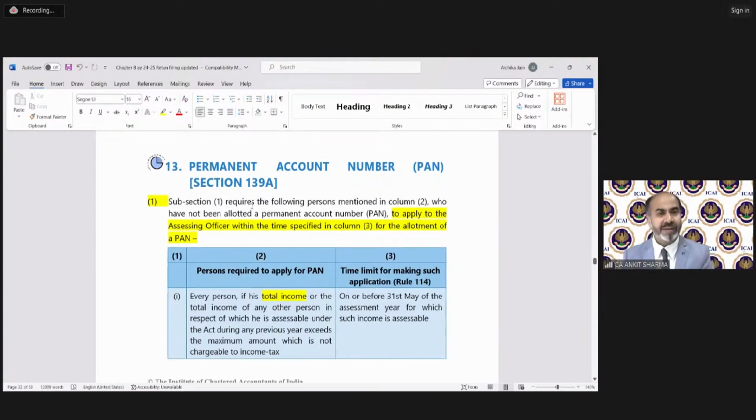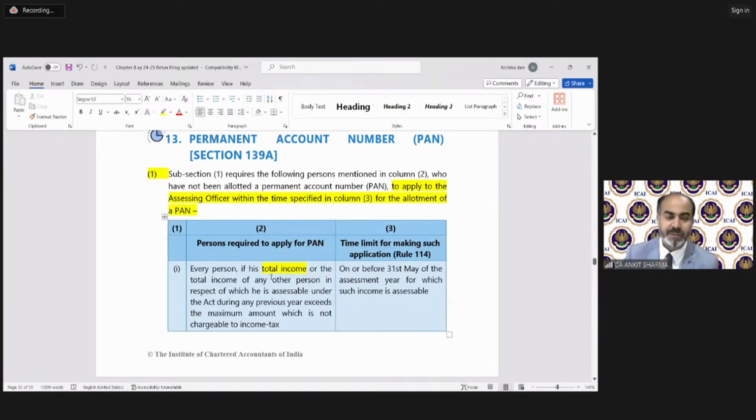Section 139A, subsection 1, requires the following persons mentioned in column number 2, who have not been allotted a PAN account number, to apply to the assessing officer within the specified time limit for allotment of a PAN. So every person, if his total income, or the total income of any other person of whom he is deemed assessee, exceeds the maximum amount which is not chargeable to income tax, that means the basic exemption limit, has to apply on or before the 31st May of the assessment year for which such income is assessable.